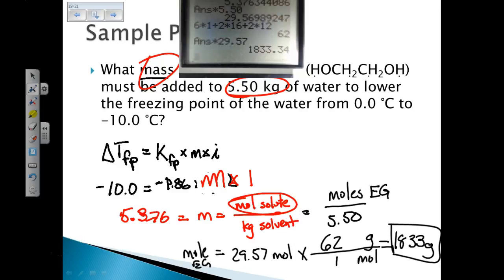So again, this is another sample problem where we're trying to show how freezing point depression is used in the real world.